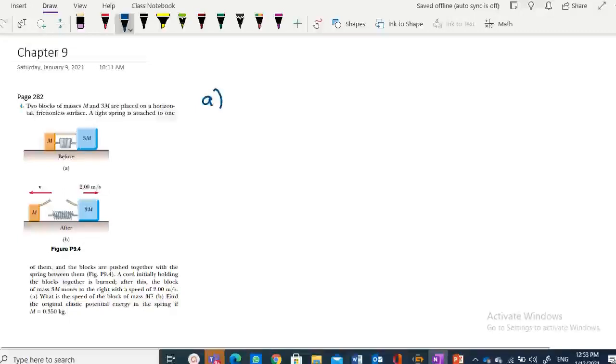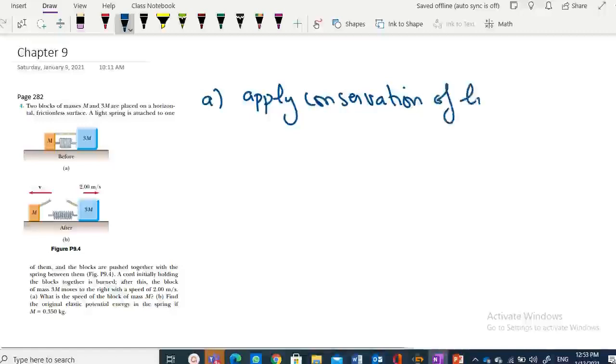So let me apply the conservation of linear momentum. I'm searching for the velocity of m. Conservation of linear momentum of the whole system. So I will get P before equals P after. I call them P equals P prime.